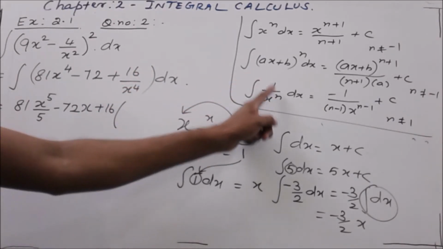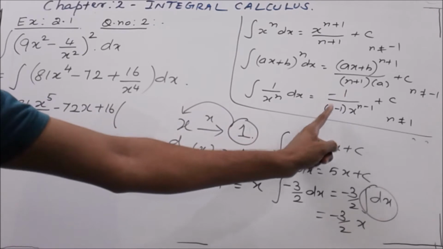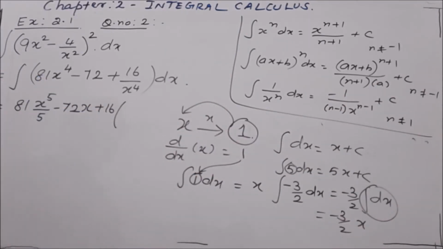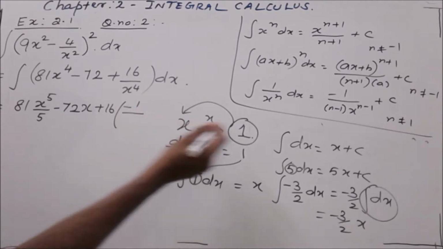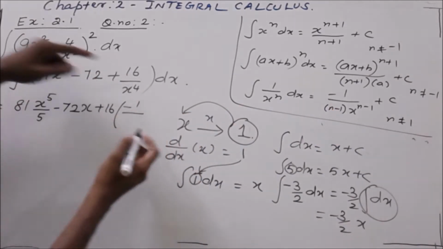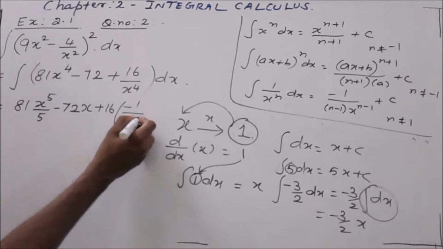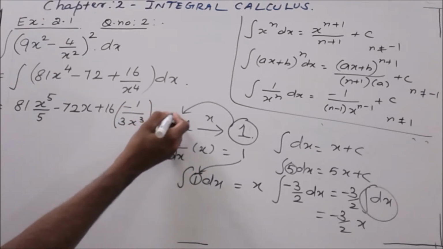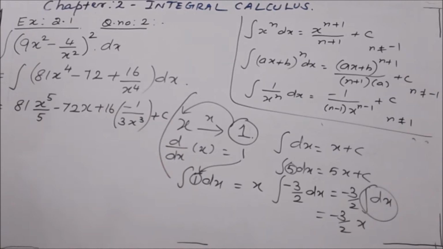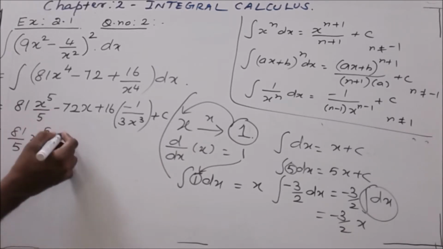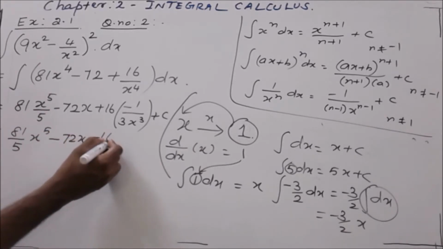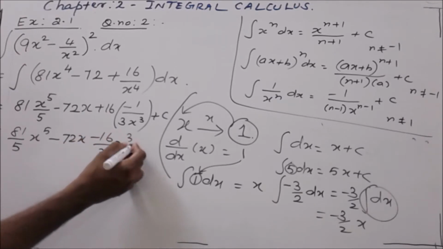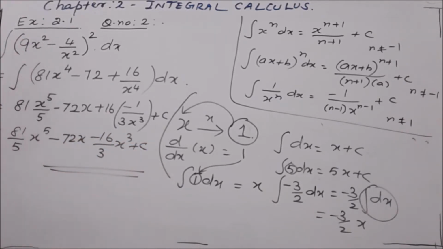By use of the 1 by x power n formula, minus 1 by (n minus 1) x power n minus 1 plus c. So that is equal to minus 1 by (n minus 1). N is 4, so n minus 1 means 3. X to the power 3 plus, for all totally we'll add one constant of integration c. If possible, we can simplify this. 81 by 5 x power 5 minus 72x minus 16 by 3 x cube plus c is the integral value of (9x square minus 4 by x square) whole square.